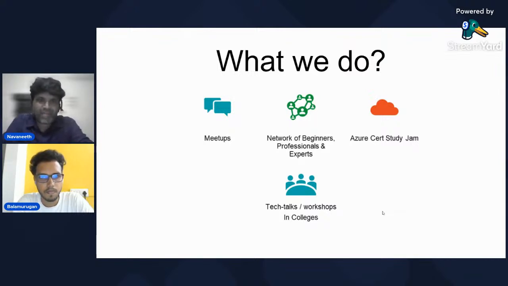We are giving a platform to network with different people, say beginners, professionals, experts. So we are giving a forum to connect with everyone. For example, a college student can come to our event and get some understanding about Azure technologies or ML technologies, and get the exposure to interact with industry professionals. We were also doing some Azure certification study jams, and in future, if you have any need, please let us know. We are happy to start that again.